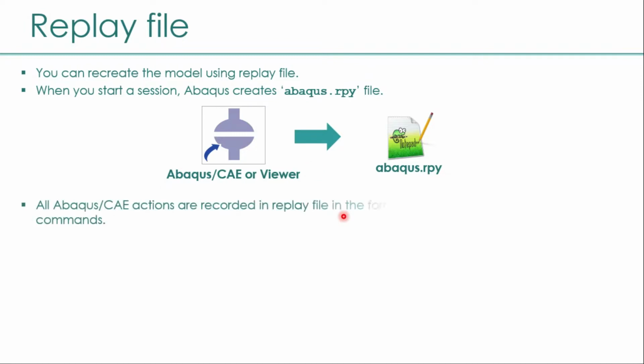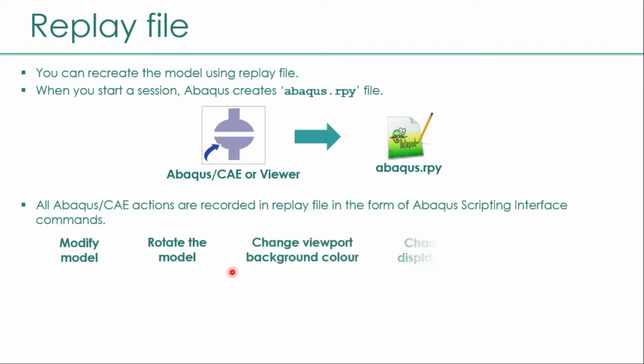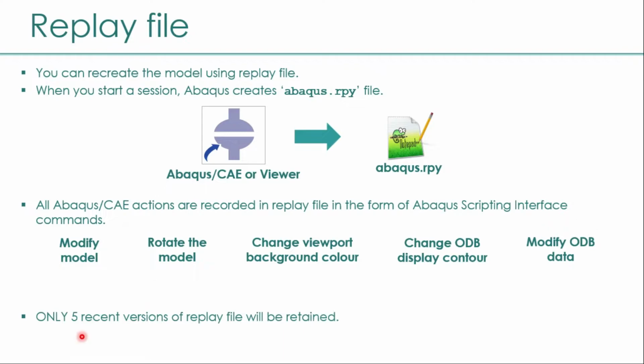Okay. So what type of commands, what type of actions can be recorded? For example, if you have modified your model, that is going to be recorded. If you have rotated the model, changed the background color, changed the ODB display color, or modified the ODB data, all these things are recorded in the replay file. So everything you are doing is being recorded in this replay file. The last point about the replay file is that only the 5 most recent versions of the replay files will be kept. So what does it mean?